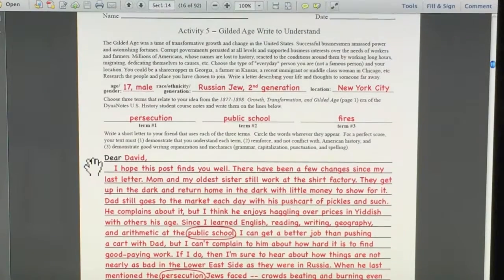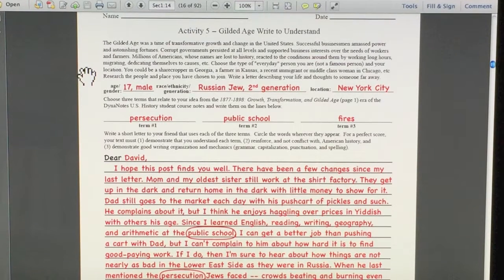So in this case, let's just read this activity. The Gilded Age was a time of transformative growth and change in the United States. Successful businessmen amassed power and astonishing fortunes. Corrupt governments persisted at all levels and supported business interests over the needs of workers and farmers. Millions of Americans, whose names are lost to history, reacted to the conditions around them by working long hours, migrating, dedicating themselves to causes, etc.